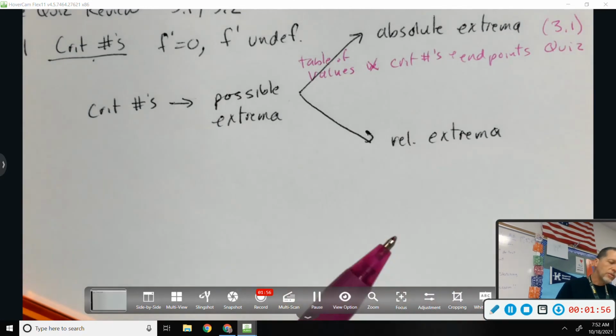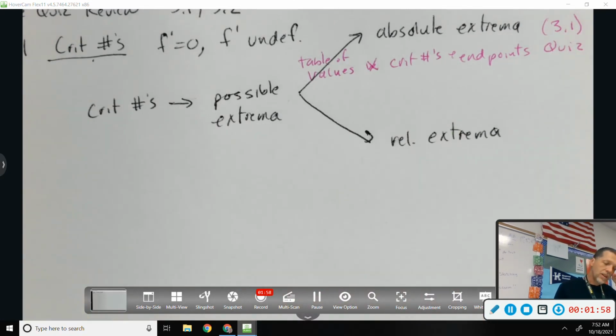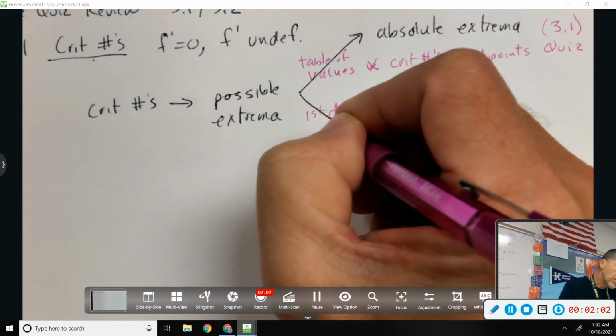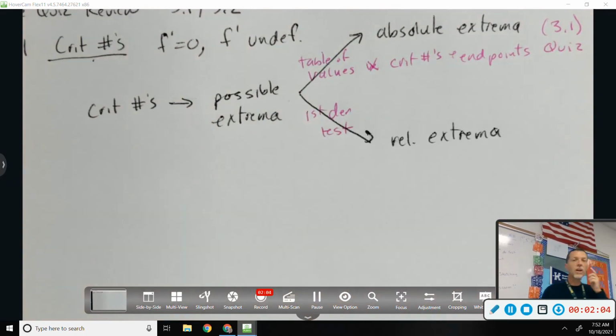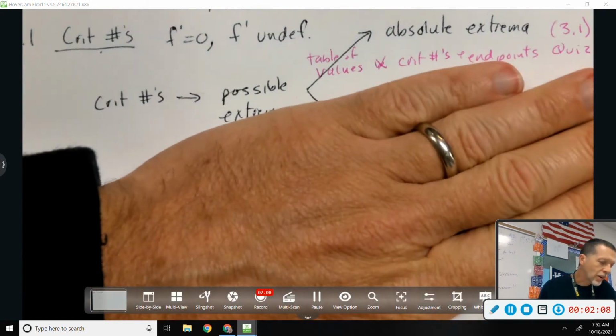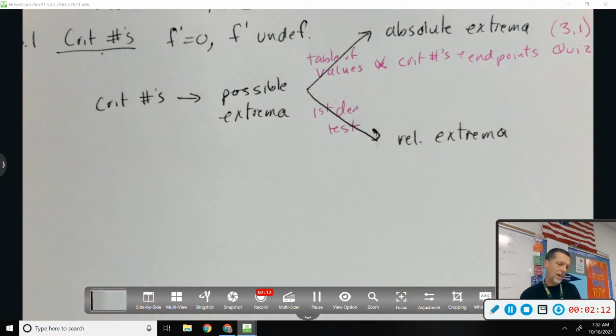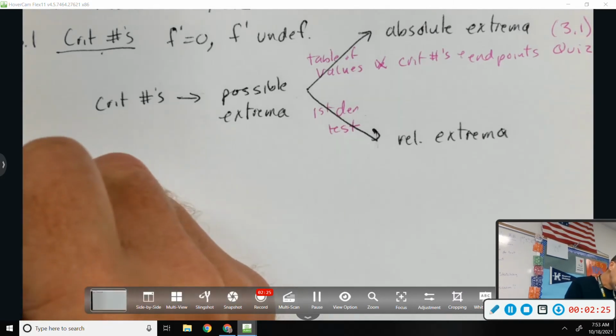How do we find relative extrema? First derivative test. That's not on the quiz, but just to sort of finish the picture there. So we know how to do it, but we're not asking for that. First derivative test is the thing with the number line, right? Correct. Number line, increasing, decreasing intervals, f prime changes from positive to negative, all that stuff. That's 3.1.